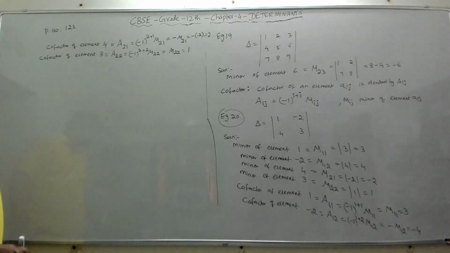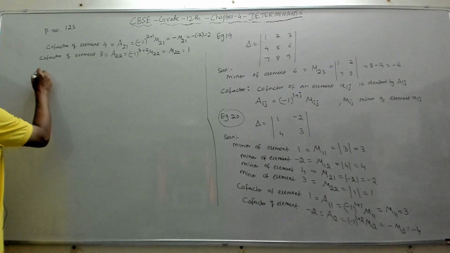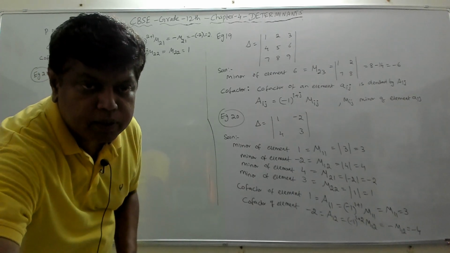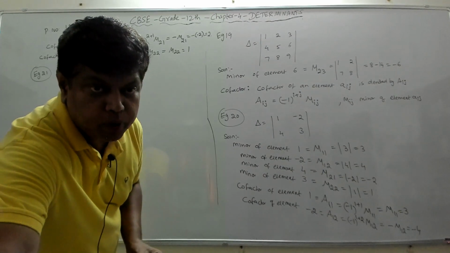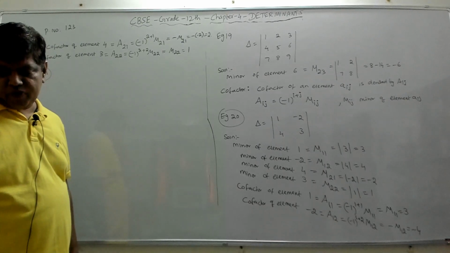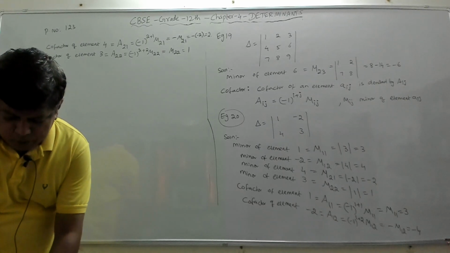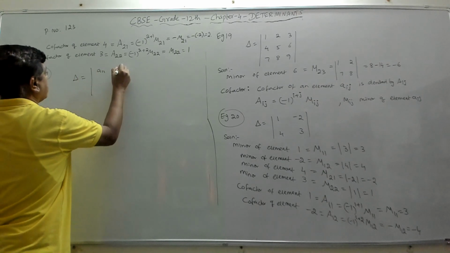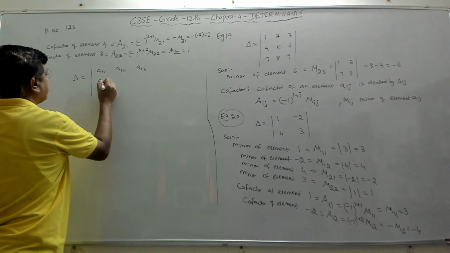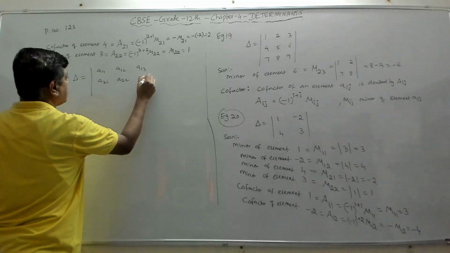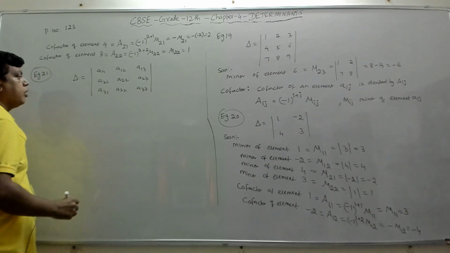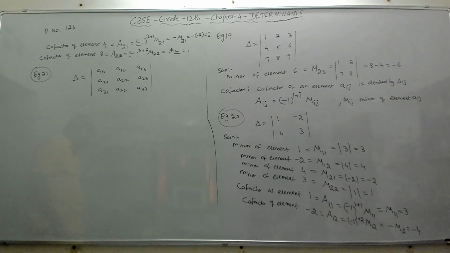So we'll go to the next example, which is example 21. Example 21: find the minors and cofactors of the elements A11 and A21 in the determinant delta, which is A11, A12, A13, A21, A22, A23, then A31, A32, A33.